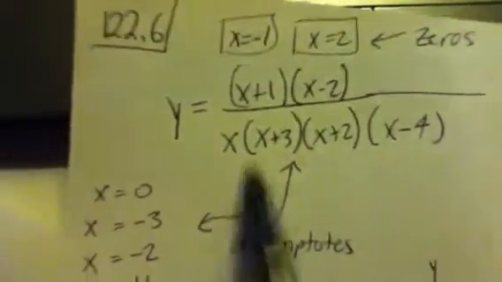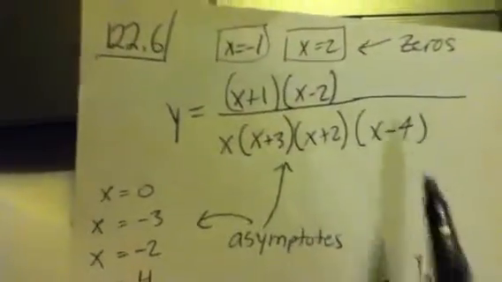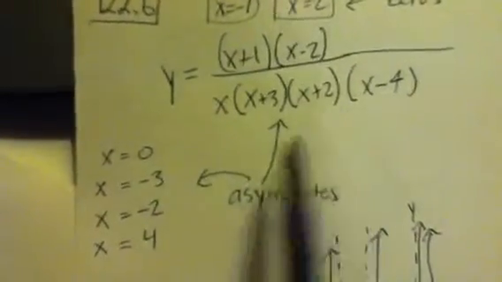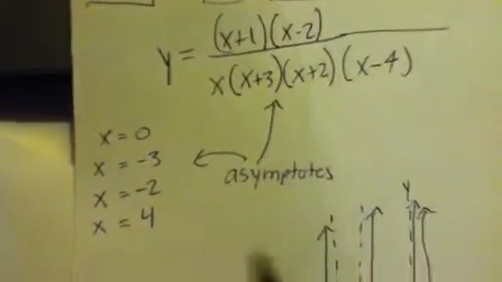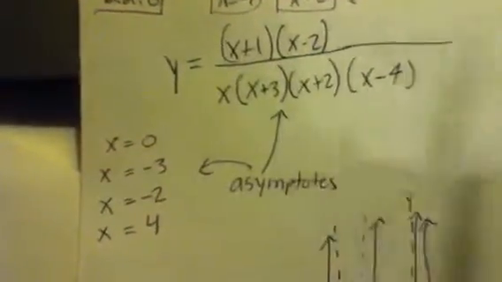And then over here on the denominator, if I use the zero product property, I have x is 0, x is -3, x is -2, and x is 4. Those are all asymptotes. They don't cancel out with any of the factors in the top.